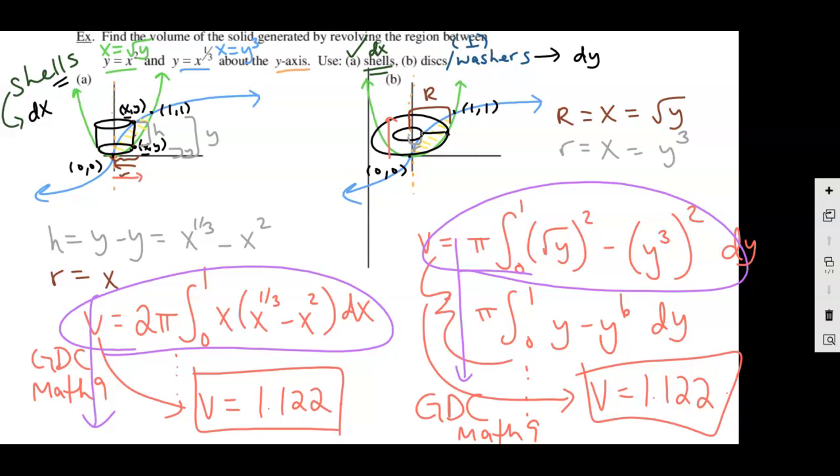Whether you do the shell or the washer, you're going to get the same 3D volume as long as nothing else changes. If any of the curves change or if the axis of revolution changes, well then yeah, you would have a different 3D shape. But if everything stays the same, then of course the volume should be the same.